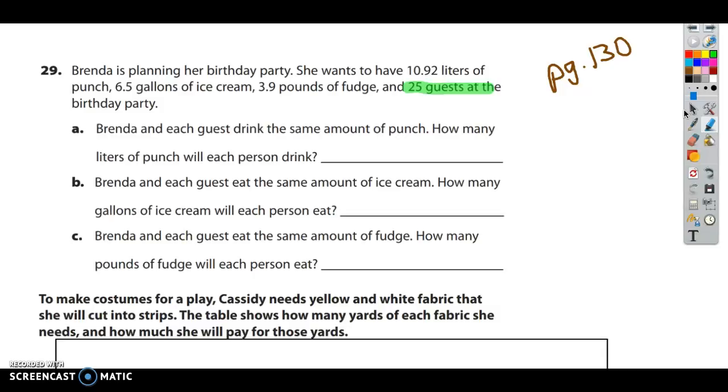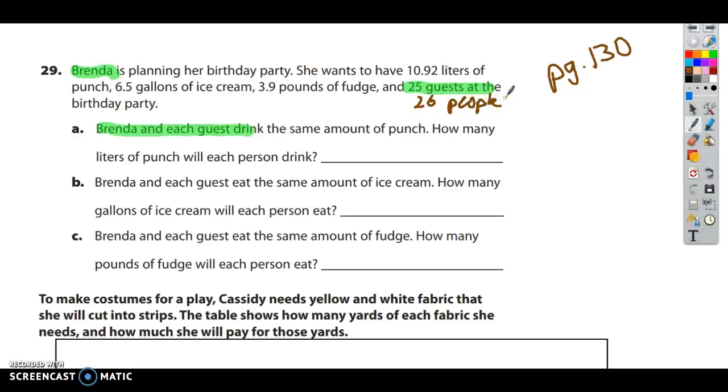Brenda and each guest drink the same amount of punch. How many liters of punch will each person drink? Well, first of all it's important to recognize that there's 26 people at this party because Brenda's going to be there. So it's Brenda and each guest. So that means 25 plus 1 is 26. So recognize that there's 26 people at this party. So you might as well just make a note. 26 people.